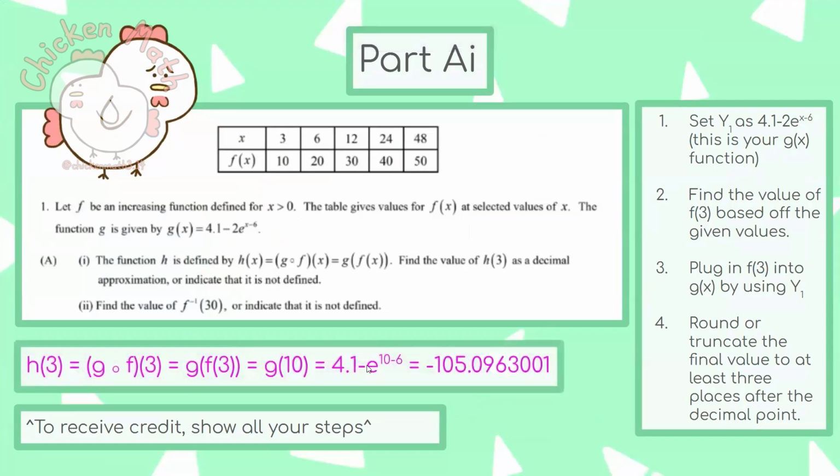So if you guys want a formulated way to show all your work to assure that you get full points, you can say it like this, but you can also do negative 105.096 and also earn full points.